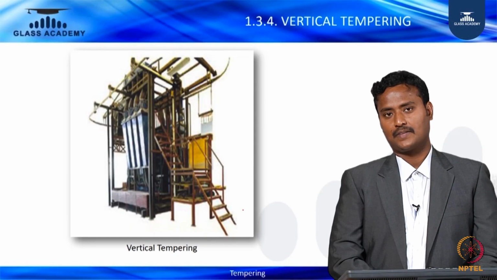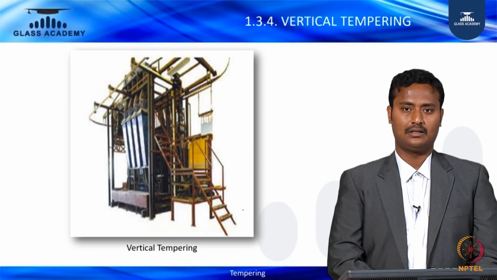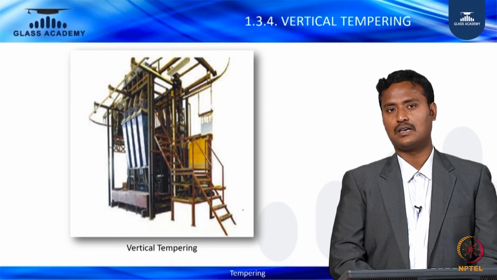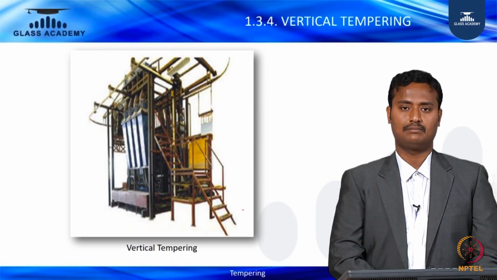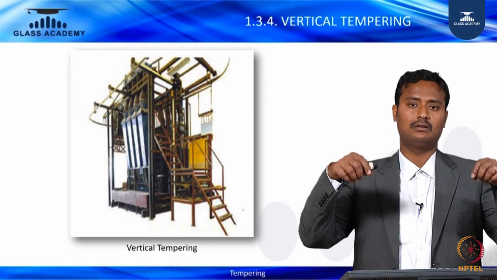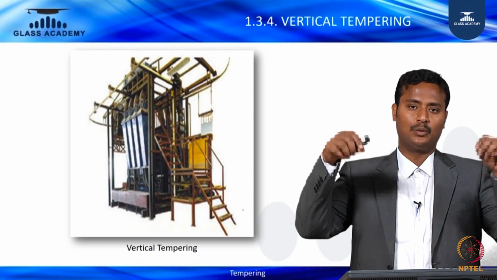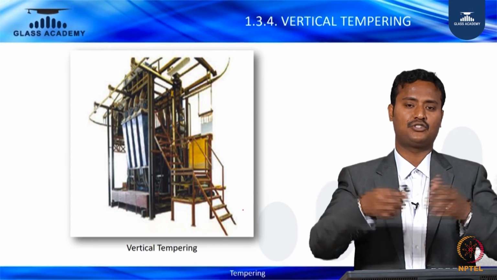So vertical tempering, as of now, is completely obsolete. This was widely used for automotive applications earlier, and the disadvantage is that you will have tong marks, because you have to drop the glass vertically. There will be a chamber.